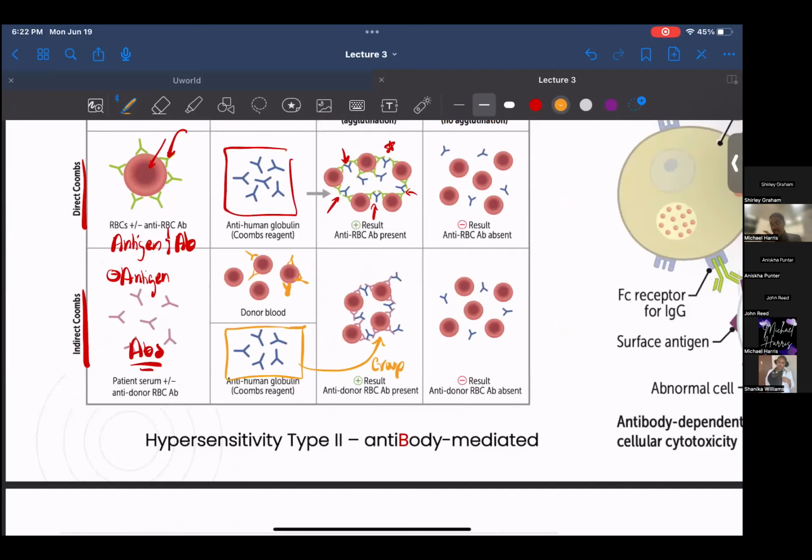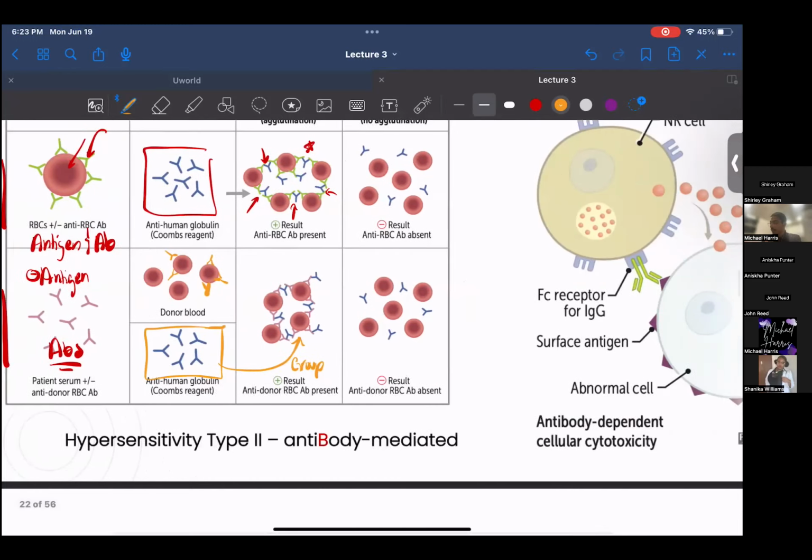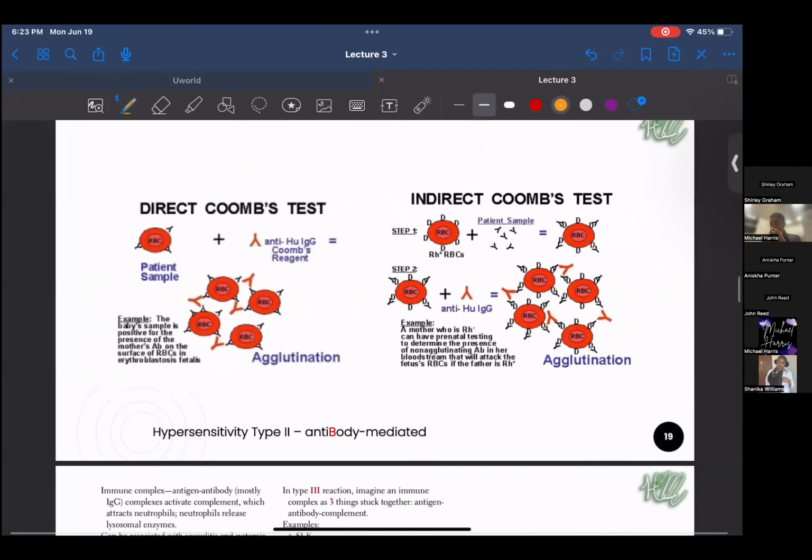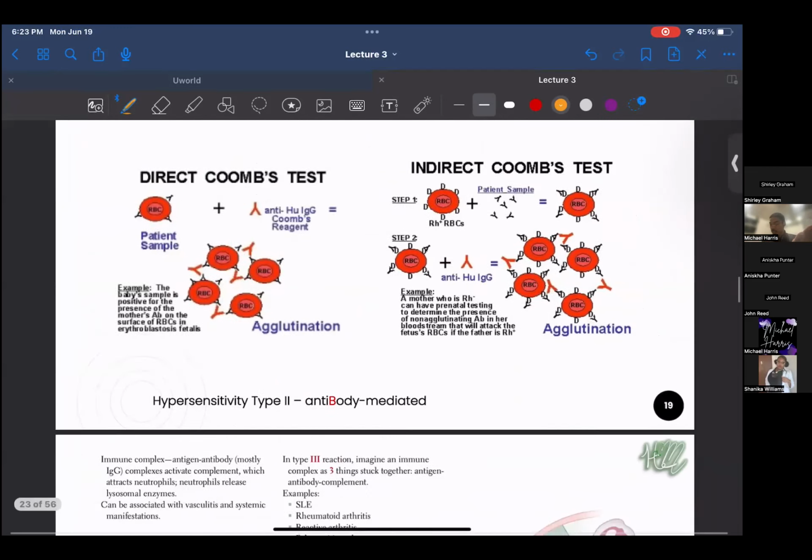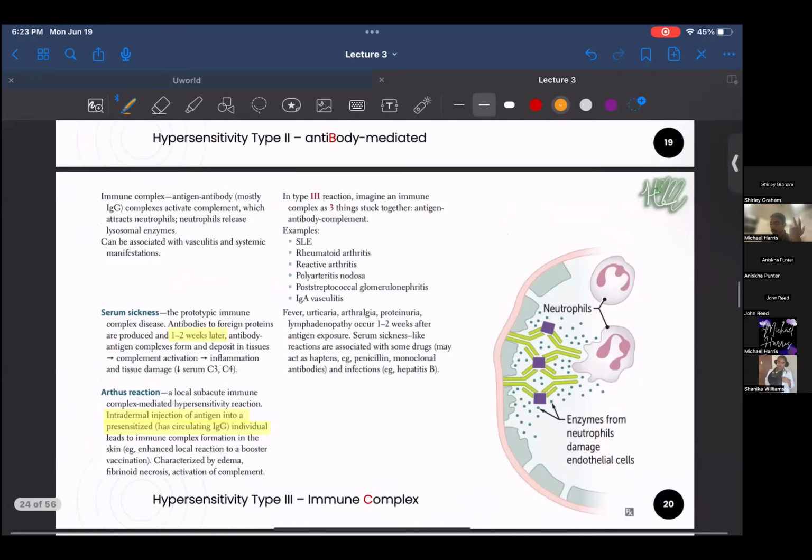Direct, you have the antigen present, so you have binding of antibody and antigen. Indirect, you do not have the antigen present, so there's no antibody to antigen binding. So you have to expose them to the antigen to see if they have the antibody. All right, good. This is another presentation of the same thing we discussed. Okay, so that's type 2.